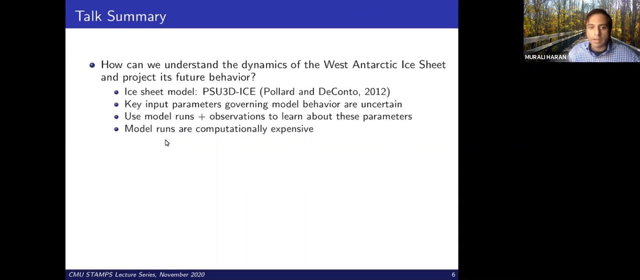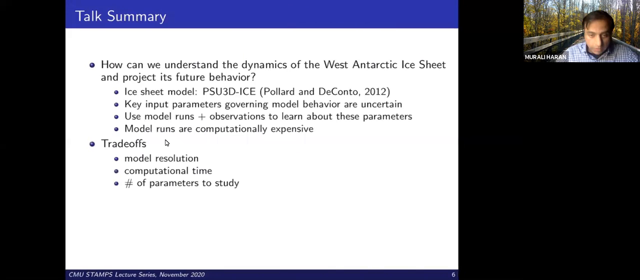Okay. And I've added there that model runs are computationally expensive in general. For this particular model, they're expensive, and I'll say more about that in a minute. But that really plays a major role in the kinds of methods we develop. So when we're trying to get a handle on this problem, we have to consider several trade-offs. This is very common in building models like this and calibrating them.